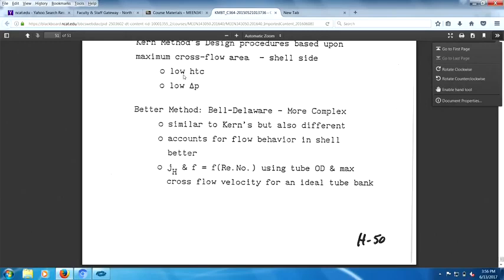Anyway, you wind up with a low pressure drop. Bell-Delaware takes into account shell side much better. Both of these design methods have similar tube side stuff. They're very similar. Tube side, as you would expect. Tube is easy. Shell side is more difficult.